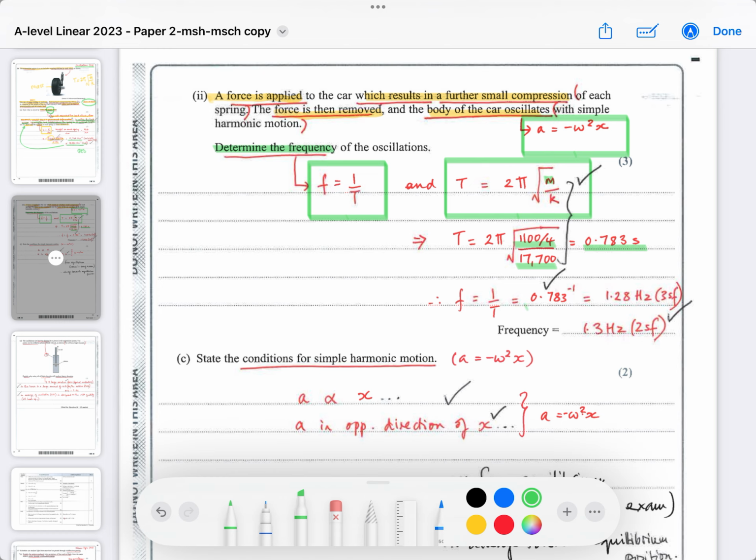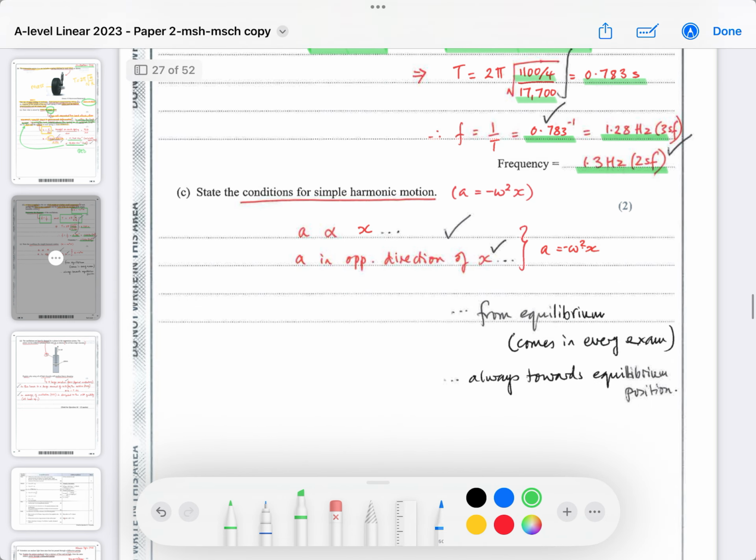And all you've got to do is inverse that. So you put it to the -1 on your calculator and you get to 3 significant figures, 1.28 hertz, which I think you should quote to 2 significant figures, which would give you 1.3 hertz. I think 3 significant figures will be fine.